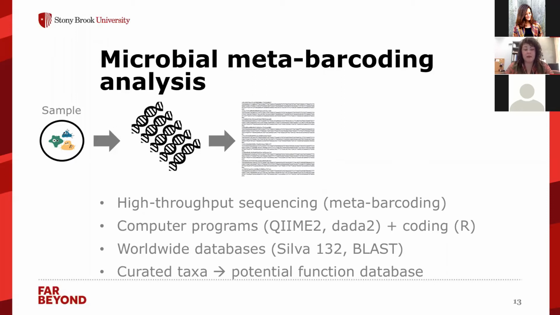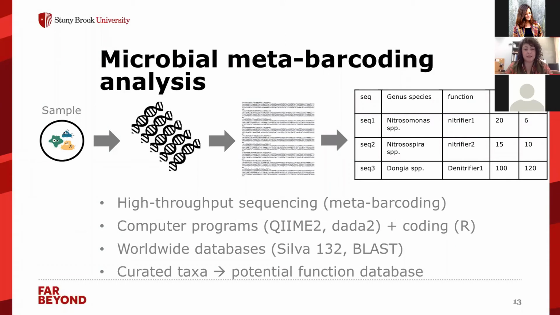And then over the past 2 years, I have been personally curating a database of microbial taxa into their potential functions to get something that looks like this. So for every sequence, I got both the genus and species, so the taxonomic information, and using my database, I then related that to a function. And using the sequencing information, I could tell how many times that sequence was detected in every sample.